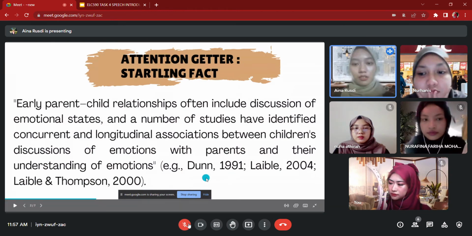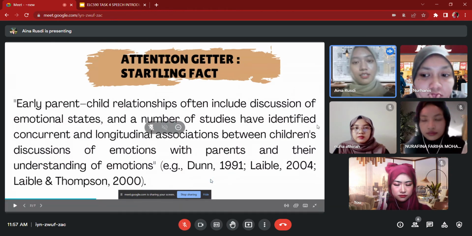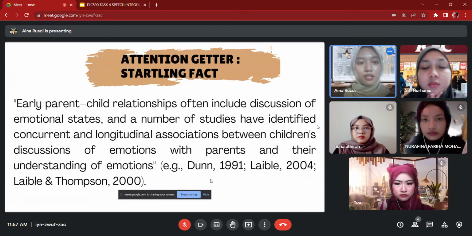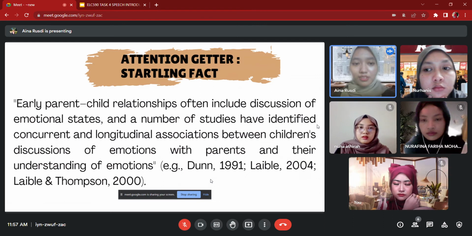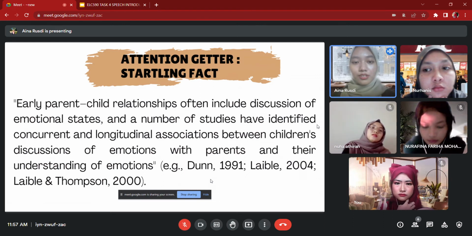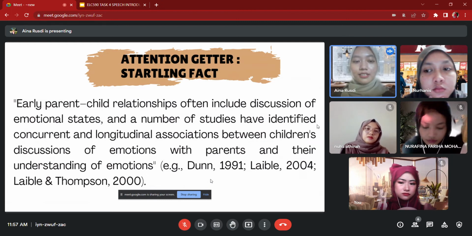Bismillahirrahmanirrahim. My attention getter is startling fact. Early parent-child relationships often include discussion of emotional states, and a number of studies have identified concurrent and longitudinal associations between children's discussions of emotions with parents and their understanding of emotions.